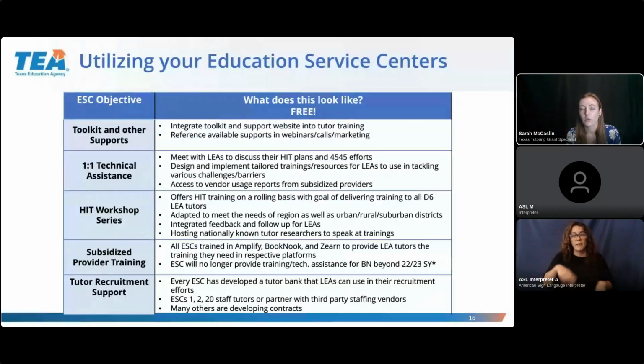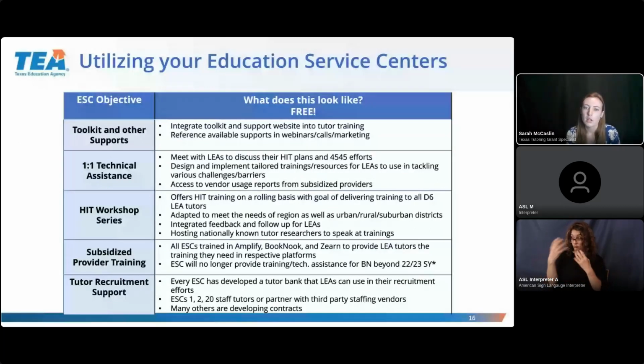High Impact Tutoring Workshop Series. This is offered on a rolling basis by your ESCs with the goal of delivering this high impact tutoring training to all of your Decision 6 tutors. It is adapted, again, to meet the regional needs as well as urban, suburban, and rural districts. They integrate feedback and follow up on behalf of LEAs.